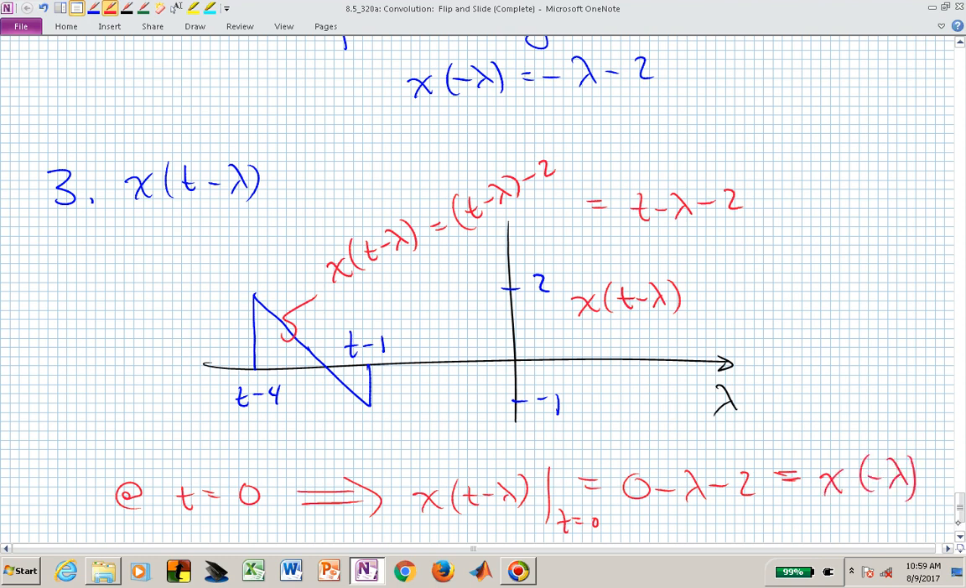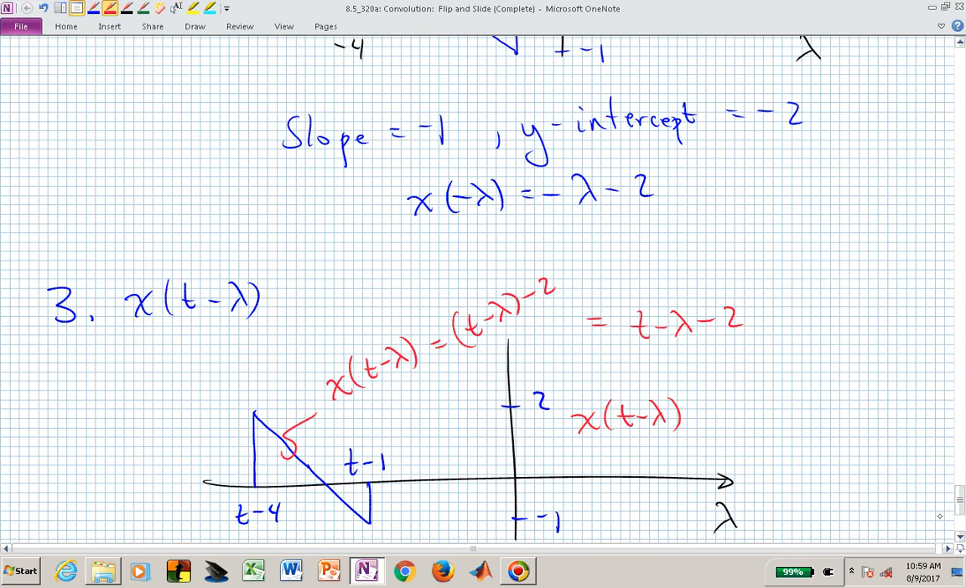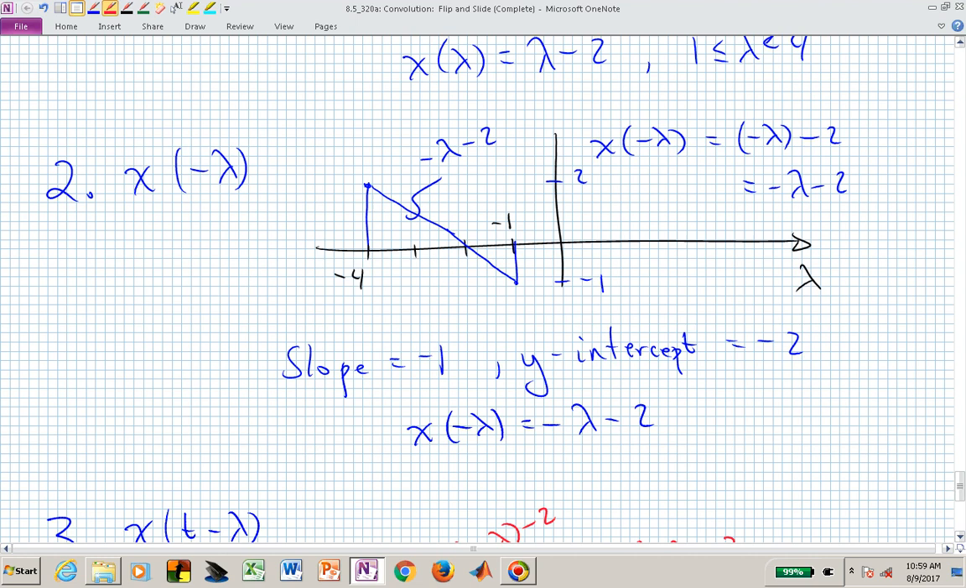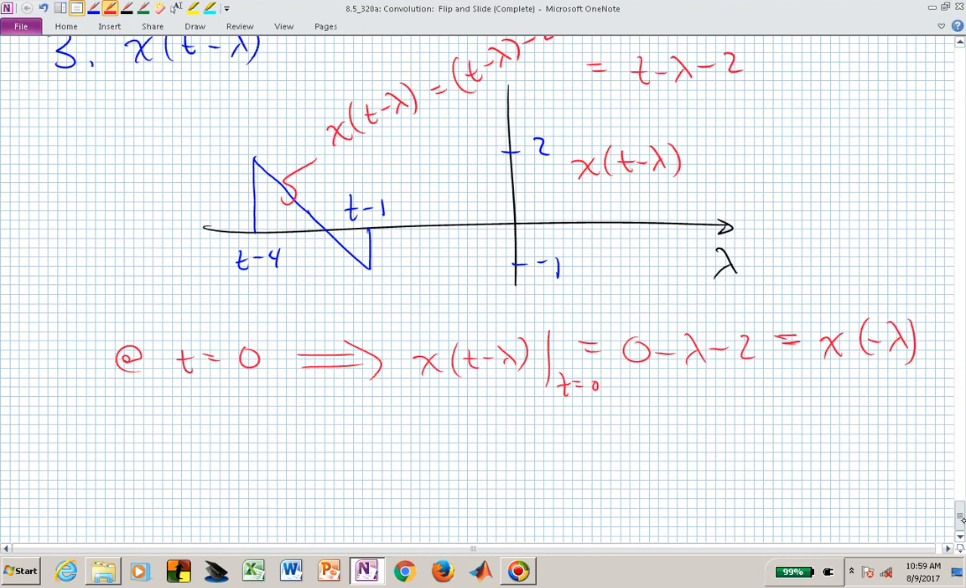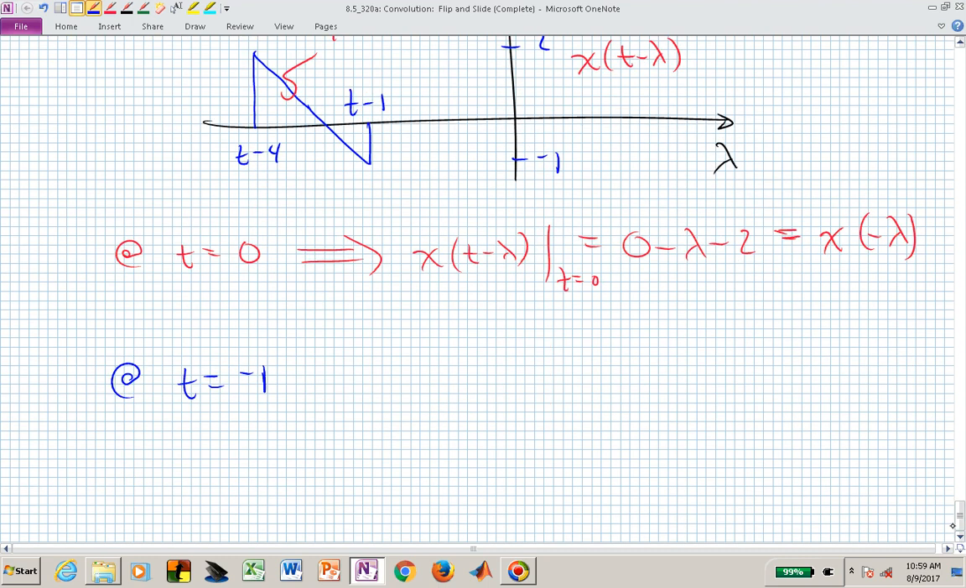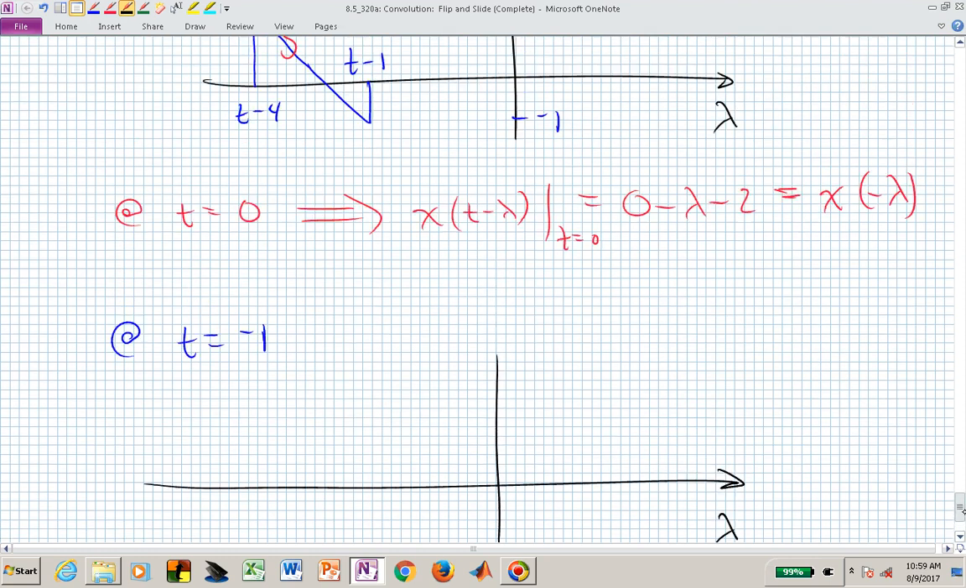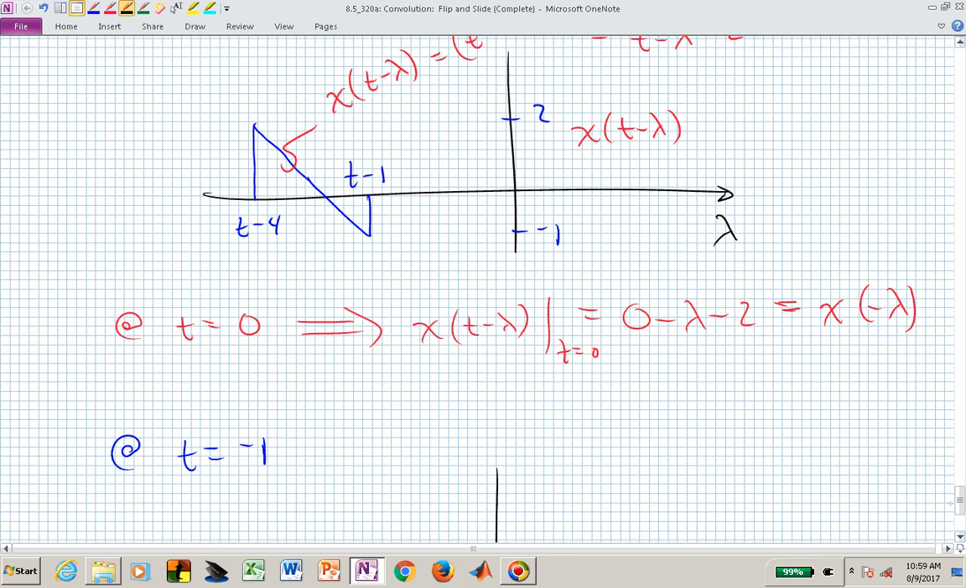So if we plugged in t equal to 0, this will now slide over from what we've pictured to a value that looks like this particular graphic for x of minus lambda. If we now looked at a different value, suppose that somebody wanted to really check our work, and we said, what about t equal to -1? Now, if we have a specific value of t, we can specifically mark that down. Now t equal to minus 1.